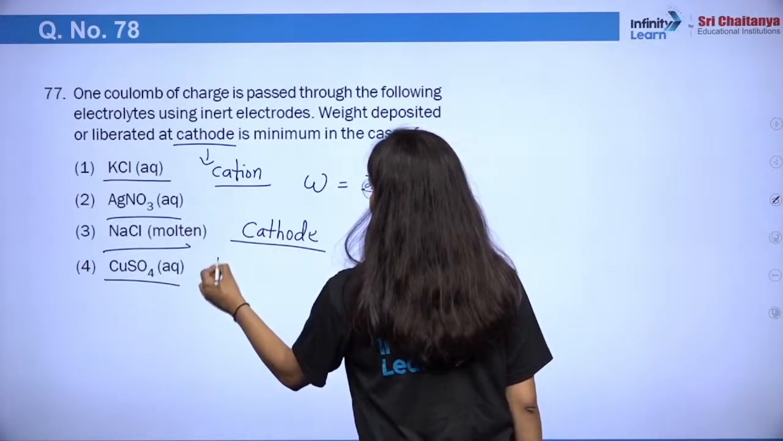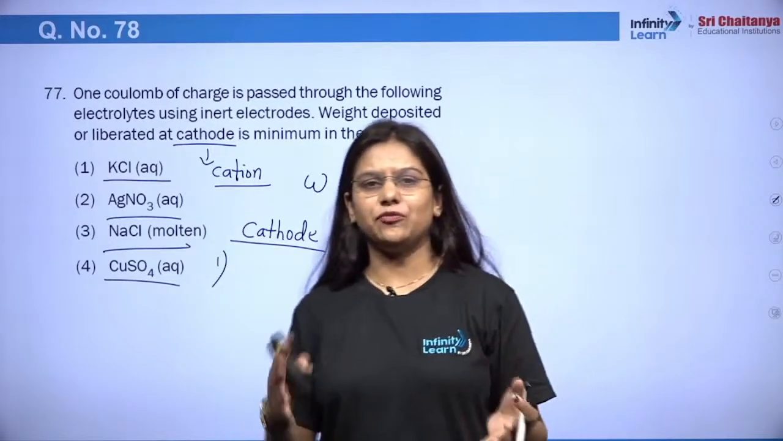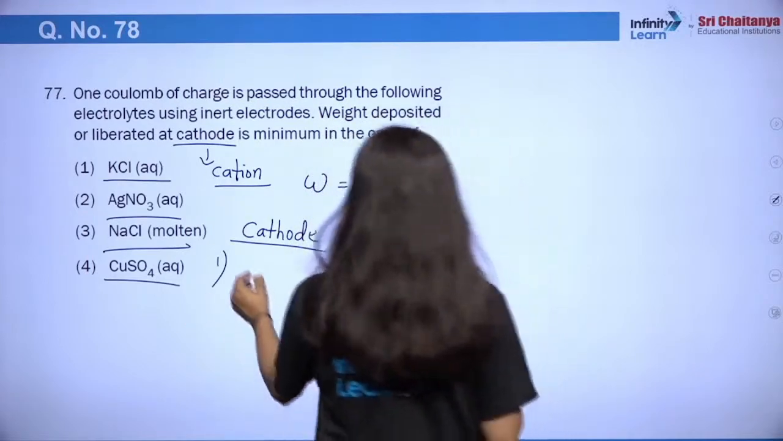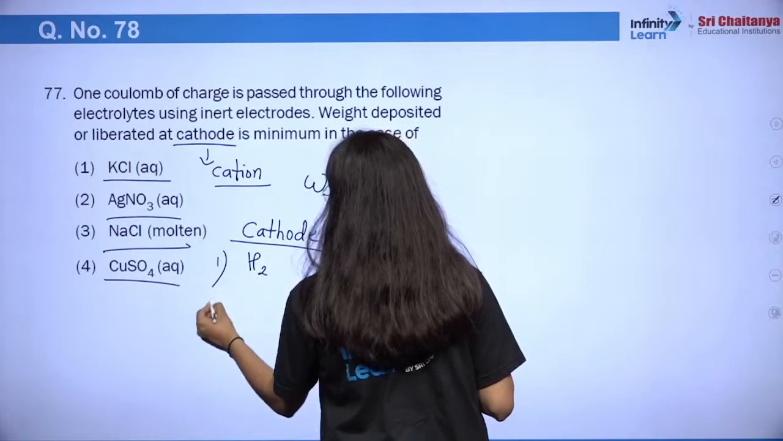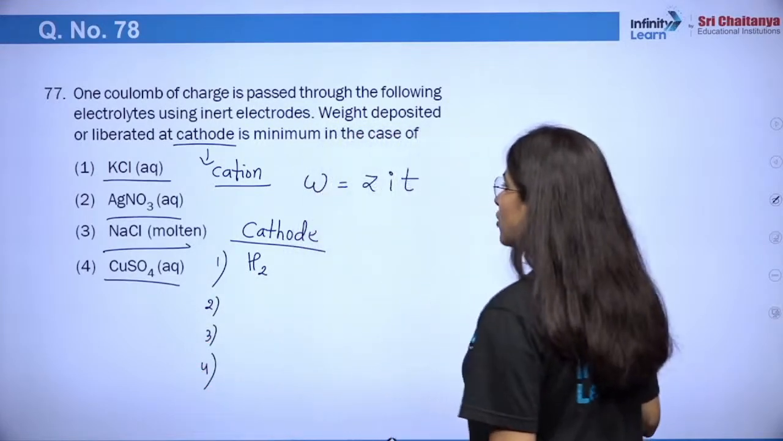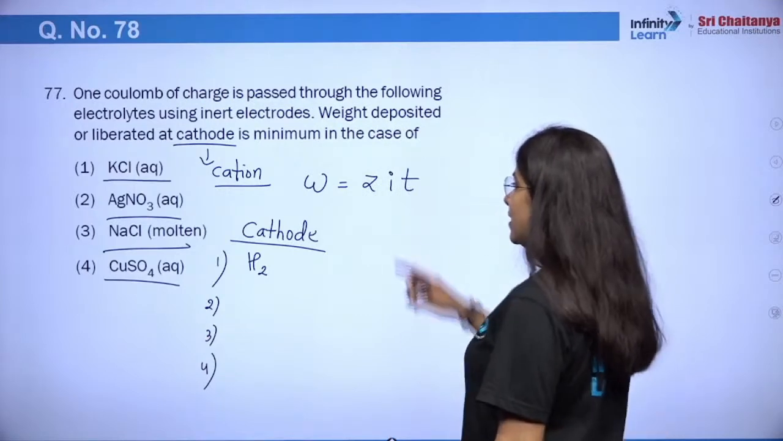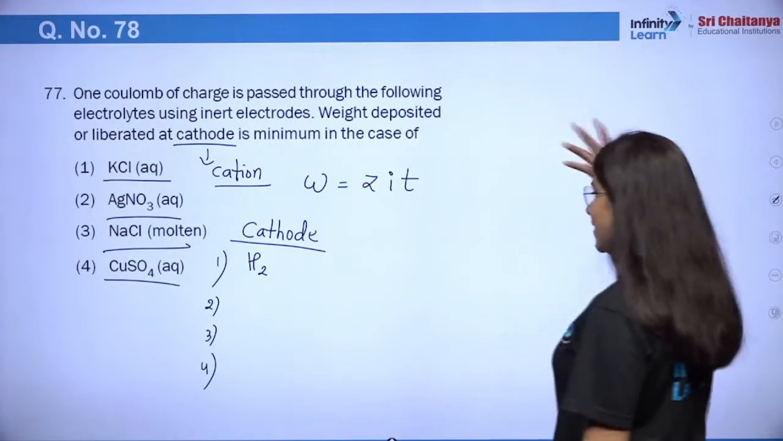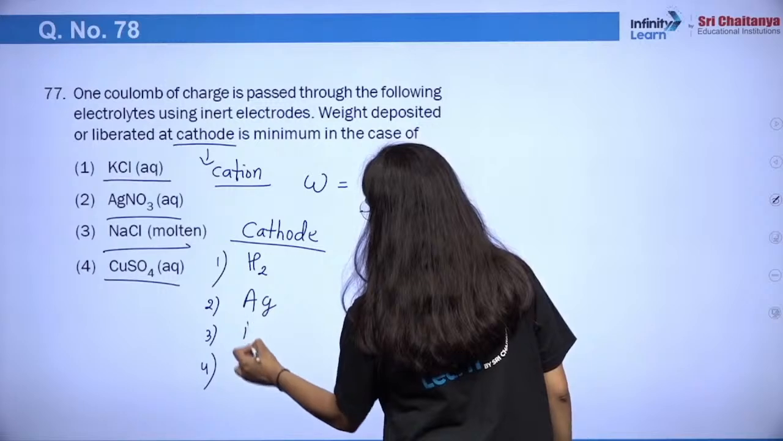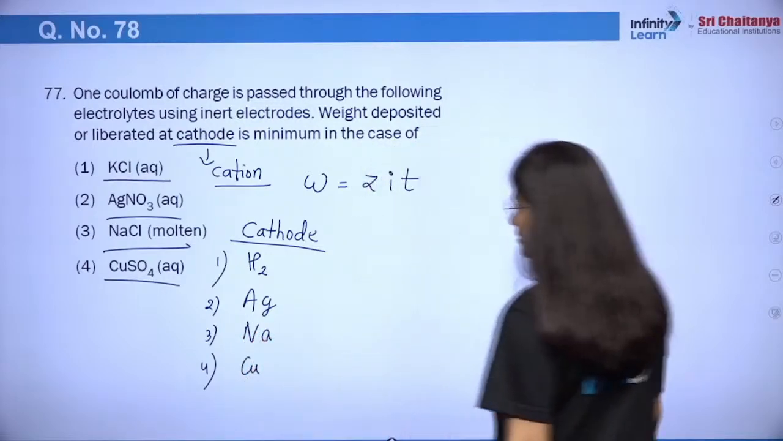So in case of first KCl, there will be competition between H plus and K plus. H plus will win and we will be getting hydrogen gas. Next, aqueous AgNO3. Silver and H plus, who will win? Silver will win and we will be getting silver. Molten NaCl, Na, and copper. In case of copper, again we will be getting copper.